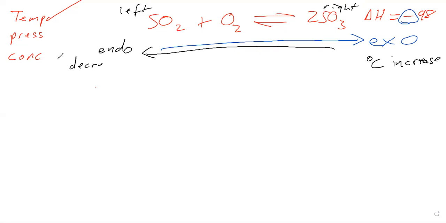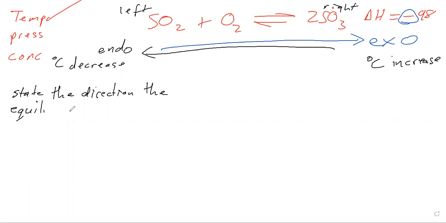Quickly now, if we increase the temperature, what will the system want to do? It's going to want to decrease it, so it's going to shift to the reactant side. Let me say that again. If we increase the temperature, the equilibrium will shift in a direction for the following.